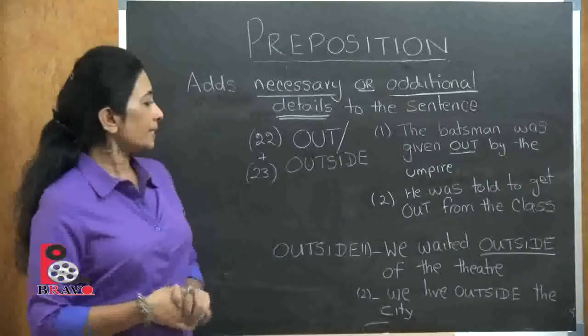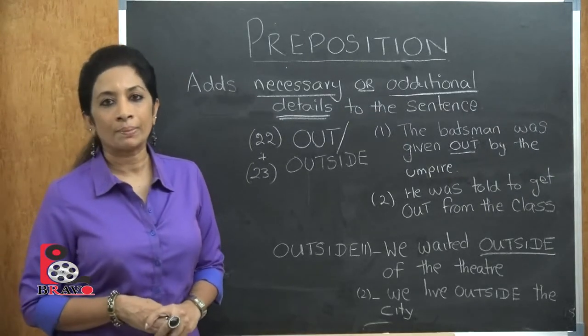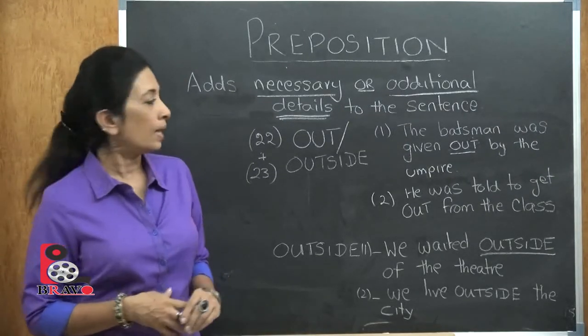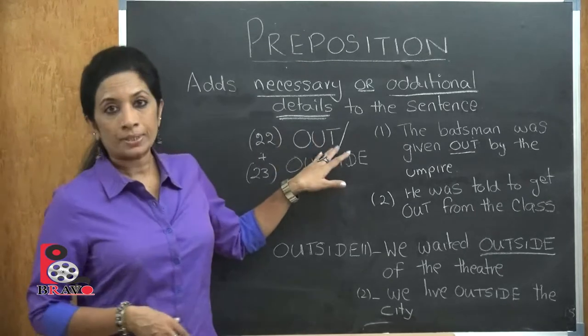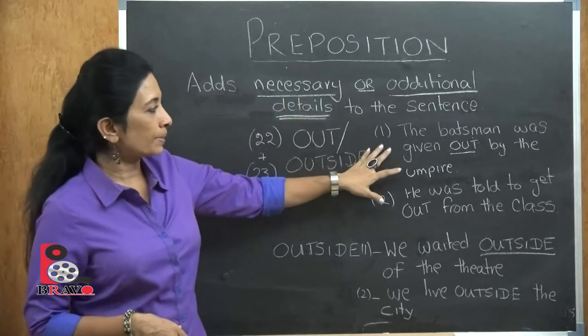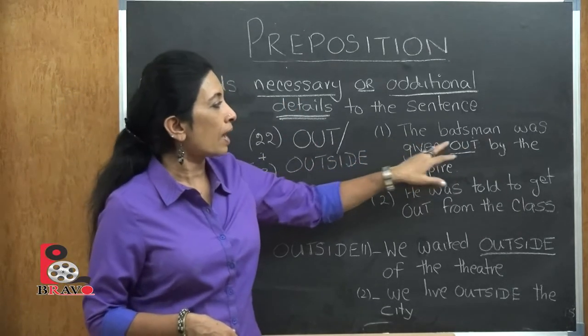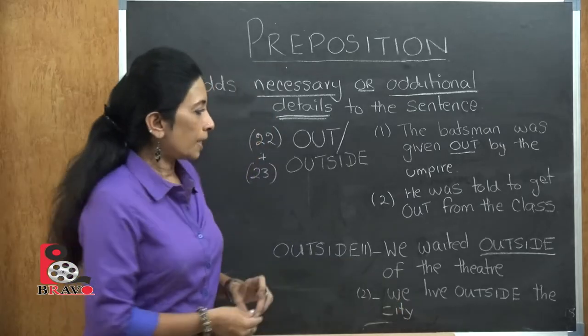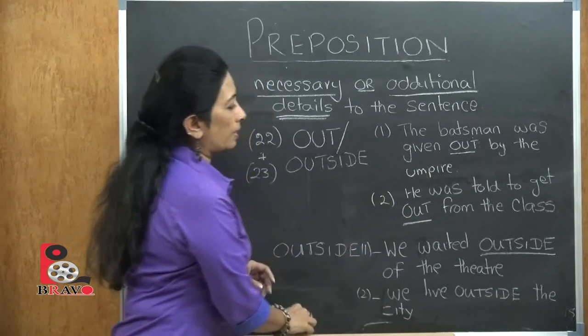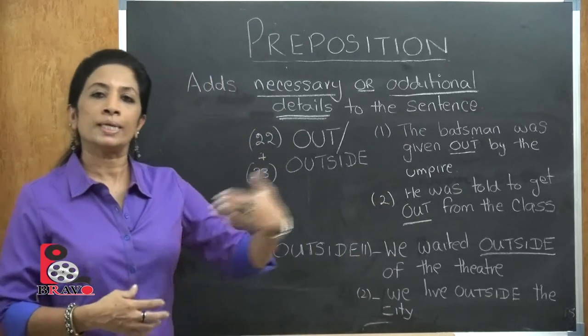Okay, now the 22nd and the 23rd word we are going to combine because they have a very similar meaning. It's out and outside. Let me first start with out. A couple of examples: the batsman was given out by the umpire. So when the game is going on, the batsman is given out. That means he has to leave the place. He was told to get out from the class. The teacher has told him to get out from the class. So he was in the class before, now he's told to get out of the class.